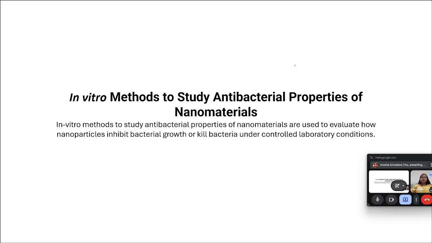So let's start. The first one is in vitro methods to study the antibacterial properties of nanomaterials. These are used to evaluate how nanoparticles inhibit bacterial growth. Now there are two different terms: one is inhibit and the other one is kill. We'll also see how these two terms can influence or decide the antibacterial properties of a nanomaterial, and how nanomaterials kill bacteria under controlled laboratory conditions.